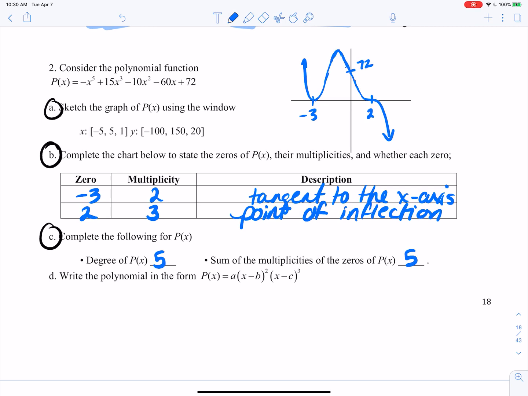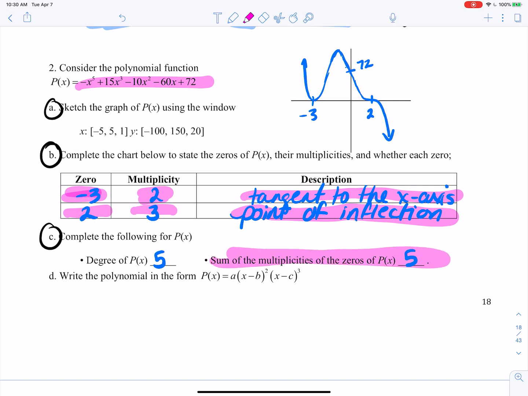So I hope you had some success in graphing this and filling out the table. A quick summary: the 0 is -3, the multiplicity is 2, it's tangent to the x-axis, and here the 0 of 2 has a multiplicity of 3. Because of the behavior, it's a point of inflection. The degree of this polynomial is 5, and the sum of the multiplicities is 5.